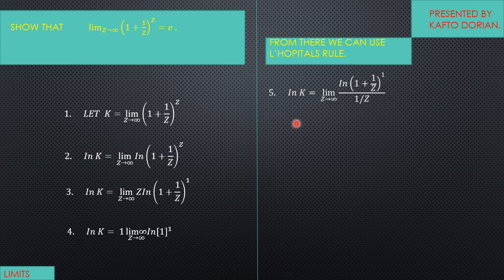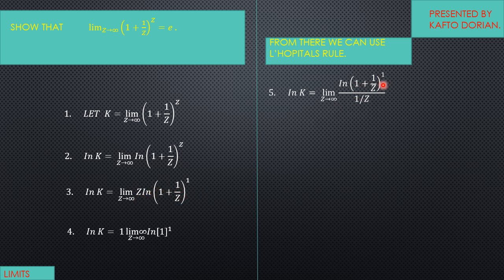The fifth point, now I have ln k equals my limit as z tends to infinity. Remember that from point 2, I have ln k equals the limit of z ln of (1 plus 1 on z) raised to the 1. Then ln k is equal to the limit as z tends to infinity of ln(1 plus 1 on z) all divided by 1 on z, which is the same as z times ln(1 plus 1 on z).